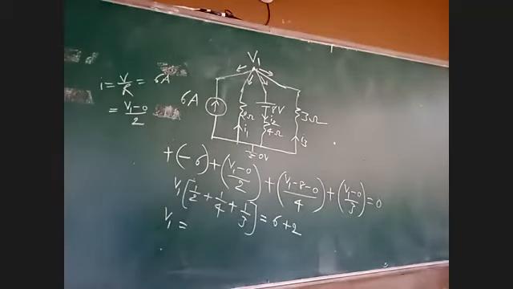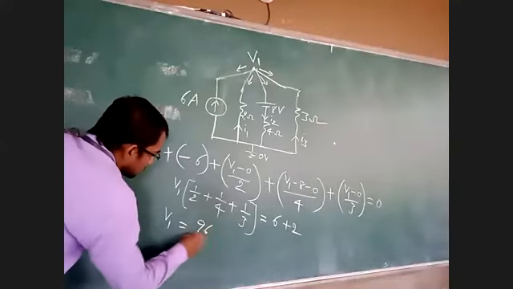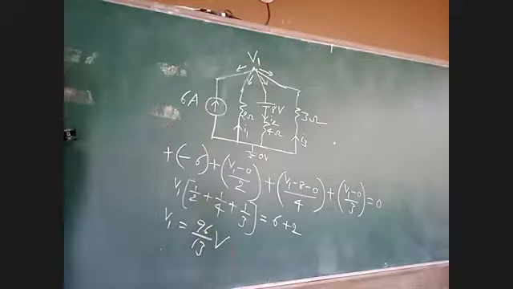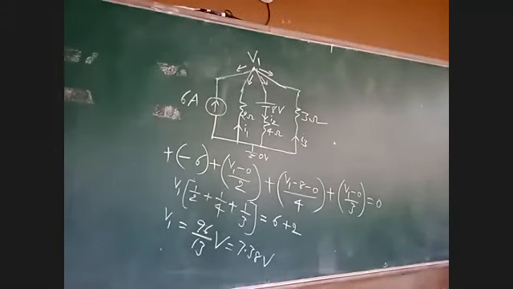Calculate V1. 96 by 13, sir. 96 by 13. 7.38, sir. That is your voltage. Now come to the actual current. Now we'll determine the actual currents.